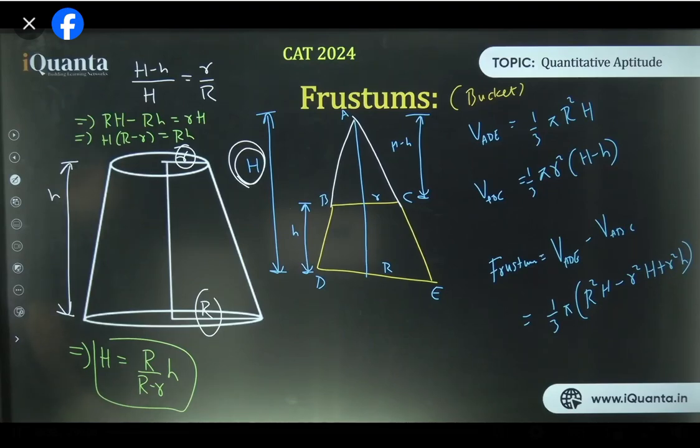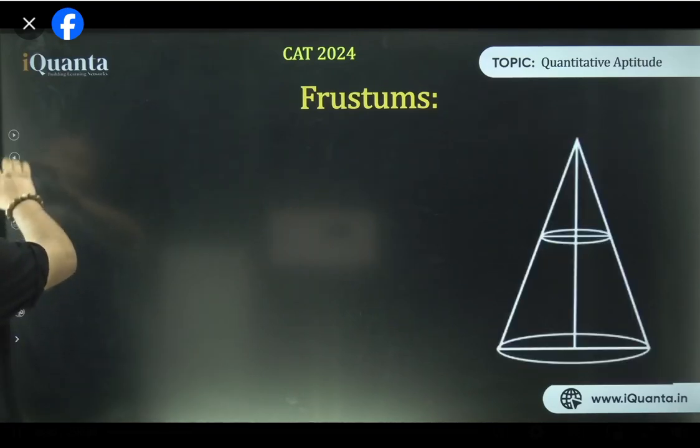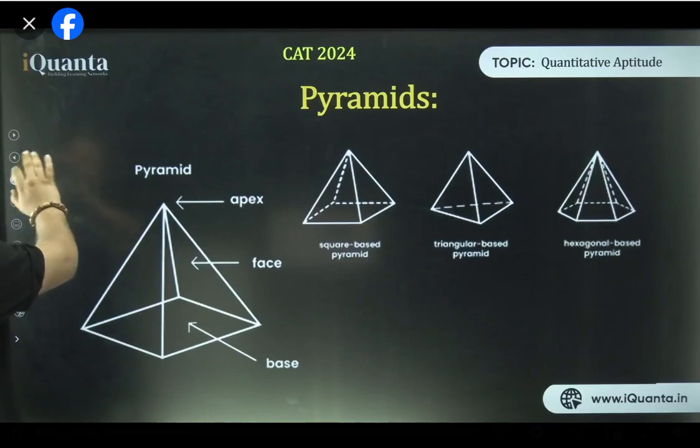Basically हमें करना है क्या, बड़े वाले कोन में से छोटे कोन को माइनस कर देना है. That's it, nothing else. Sachin, yeah, we'll do that. Wait. Okay. Pyramids, we'll go to pyramids later on.